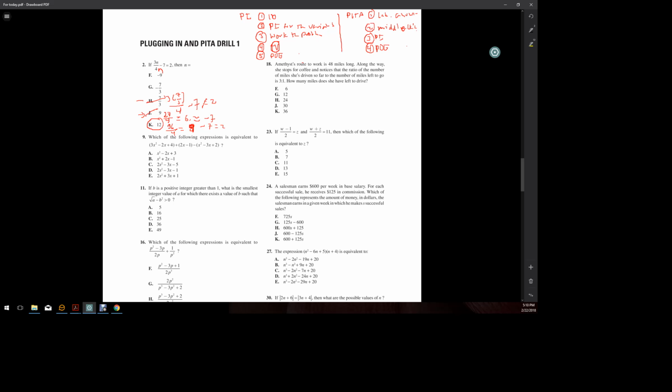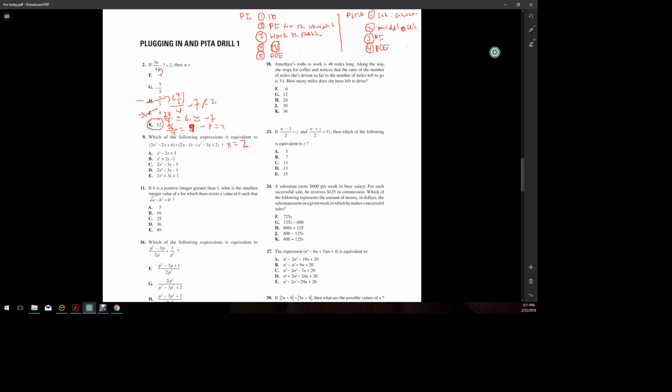Now let's try question number 9. Which of the following expressions is equivalent to 3x squared minus 2x plus 4 plus 2x minus 1 minus x squared minus 3x plus 2? Holy cow, what a mouthful, right? Well, do I have a variable in this question and in the answer choices? Yes, I do. I have x. So let's plug in a number for x. In this case, I know some of you guys are saying, let's plug in 9 or 5. Let's plug in 2. And I like 2 because it's an easy number to work with. I can square it, multiply it, divide it. Nothing crazy is going to happen.